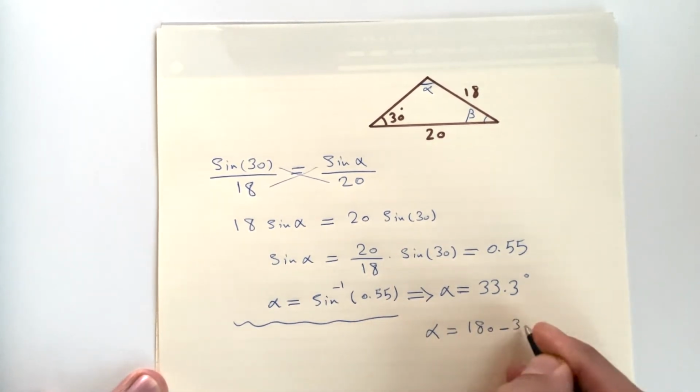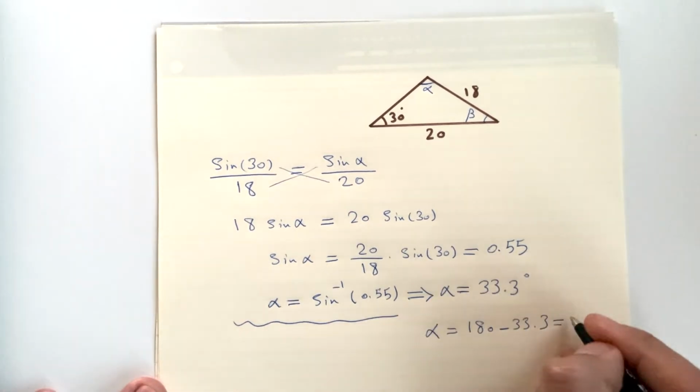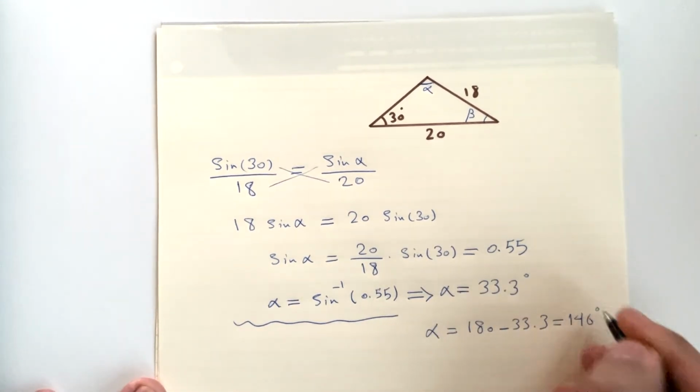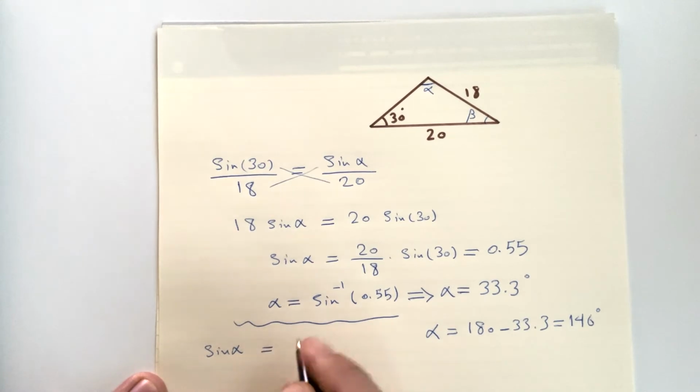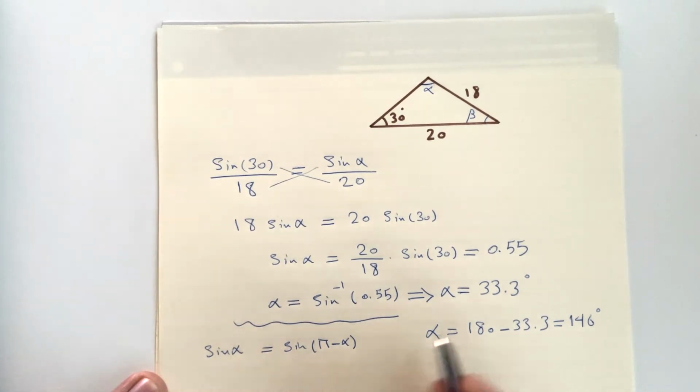180 minus 33.3, which is 146.7 degrees. Because we know that always sine alpha is equal to sine of pi minus alpha. Pi is in radians, and in degrees it will be 180. So both of these answers are correct.